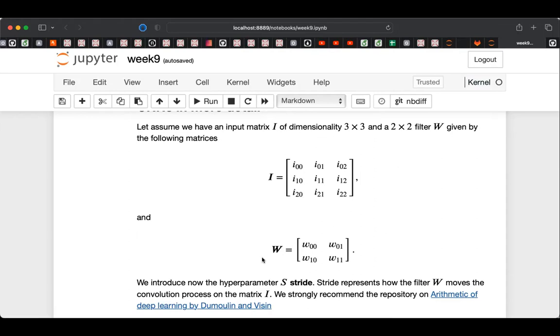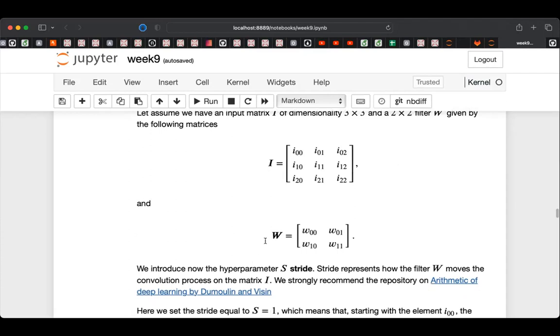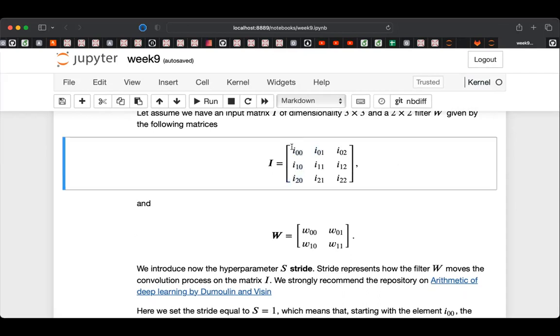So what it means is that in this specific case, when we perform the convolutional process, we are going to take first this element here and this one. Sorry, it's just the upper 2x2 block, which is going to be convolved with the filter. And then we just move one step. So that means that we go from I00, and then we have the next 2x2 block, which is going to be I01, I02, and I11 and I12 here.